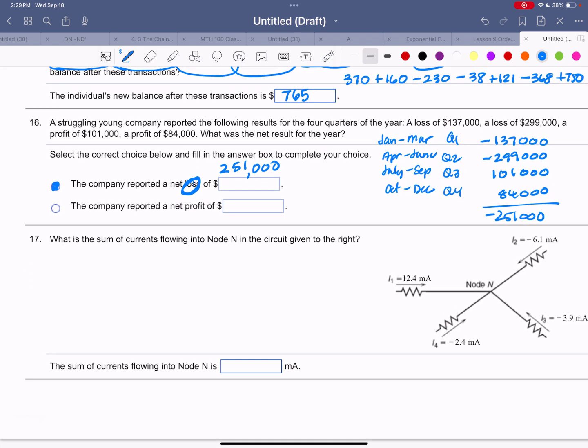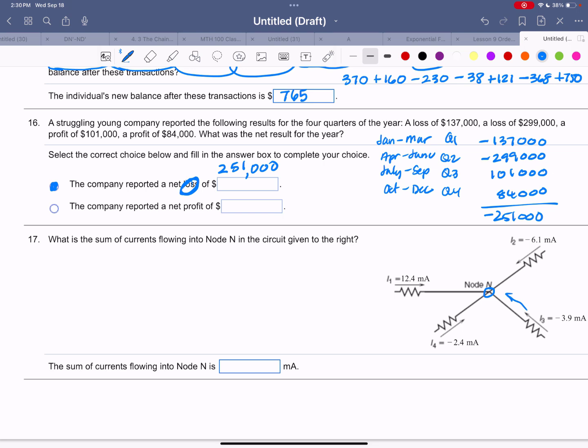Number 17. What is the sum of the currents flowing into node N in the circuit? The sum flowing into N. So here's node N. And look, all of these are all flowing in. Okay? So we've got to add all these. We've got a 12.4. We've got a negative 6.1. We've got a negative 2.4.